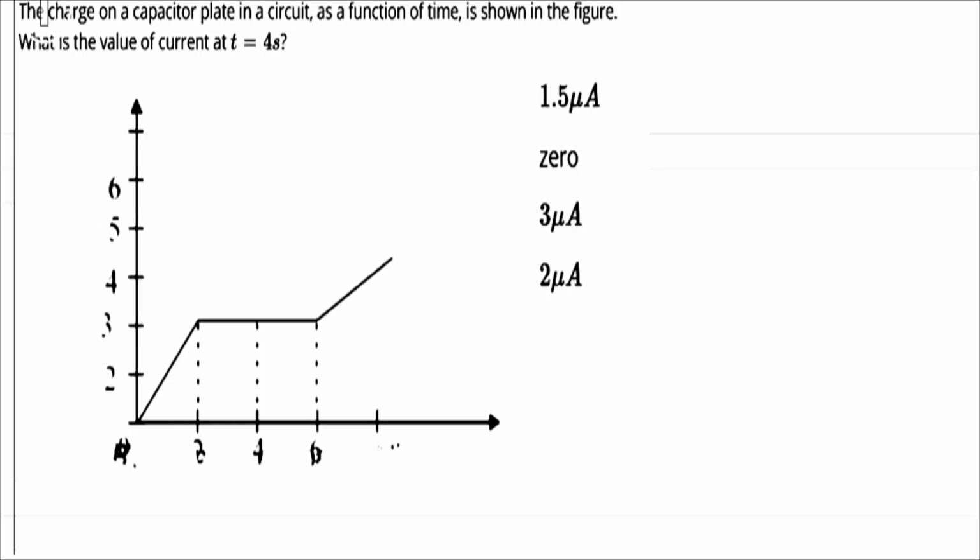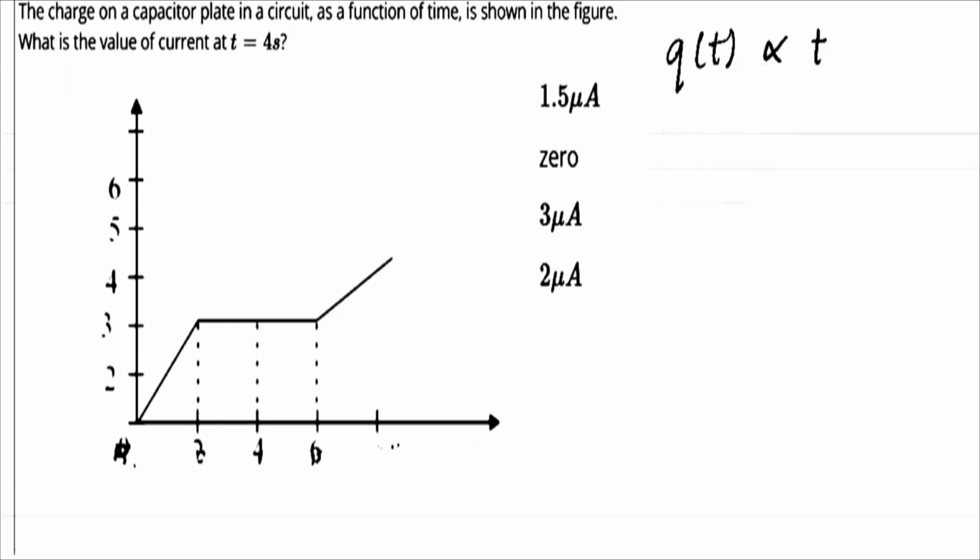Hello, we are given a question, and the question says the charge on a capacitor plate in a circuit is a function of time. So charge is dependent on time, as given by the question. What is the value of the current at t equal to 4 seconds?